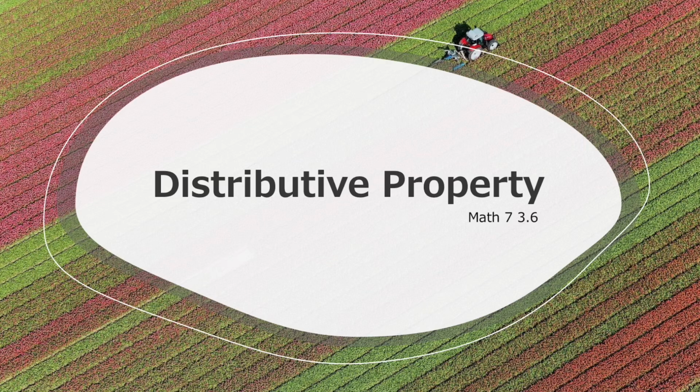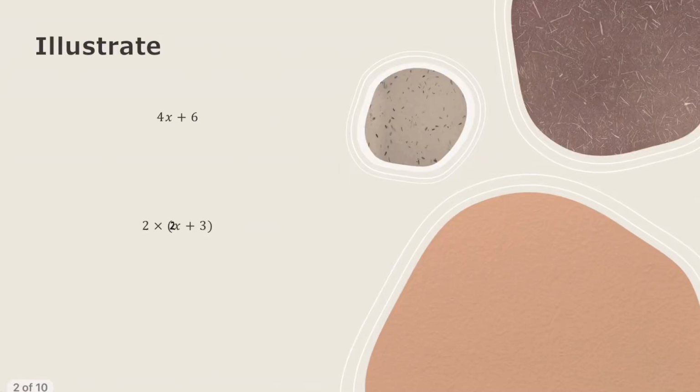This video is going to introduce the distributive property and show how to use it in really simple two-step equations. So to start, I have two equations here. I have 4x plus 6 and then I have 2 times (2x plus 3). I'm going to be illustrating them with triangles for the x's and with squares for ones. So pause the video and see if you can illustrate the 4x plus 6 and then 2 times (2x plus 3).